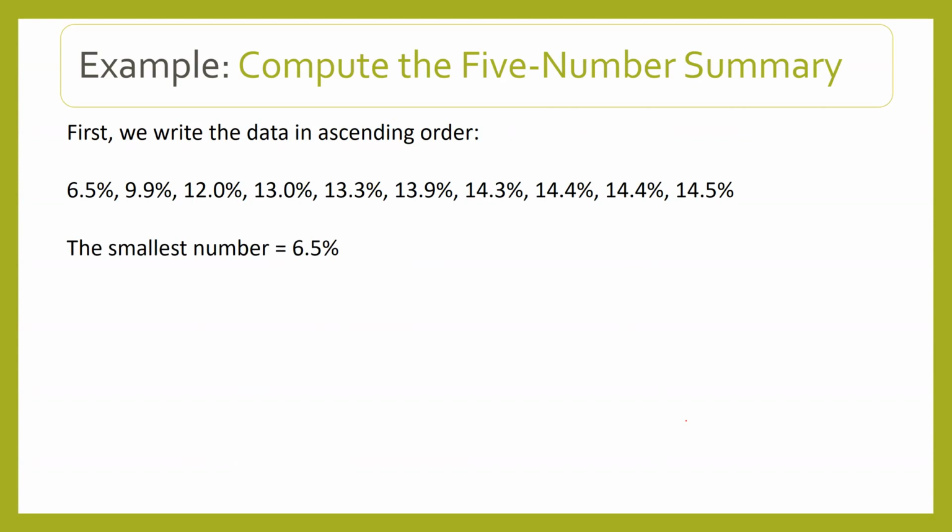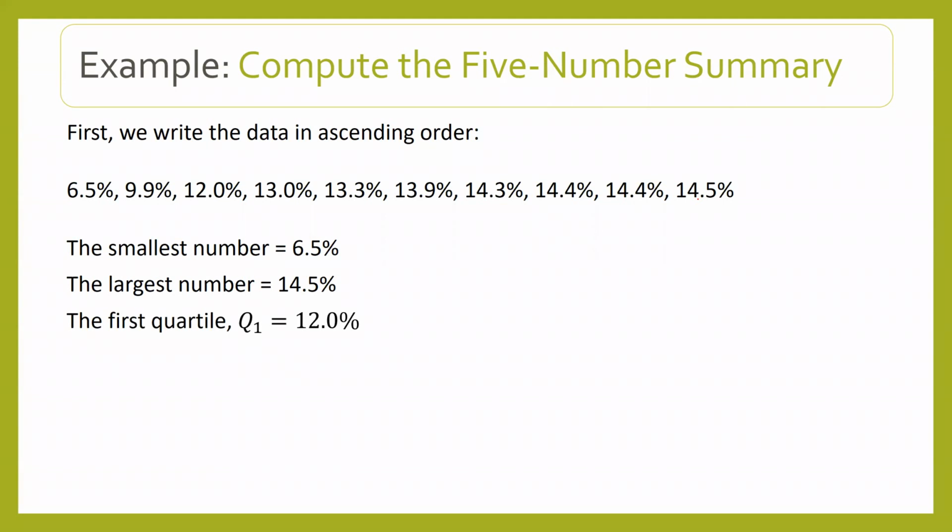Okay, so first let's start with the smallest number. The smallest number here clearly is 6.5%. The largest number, of course, is 14.5%. Now we need to find Q1, okay?